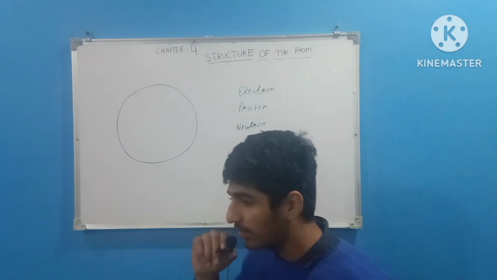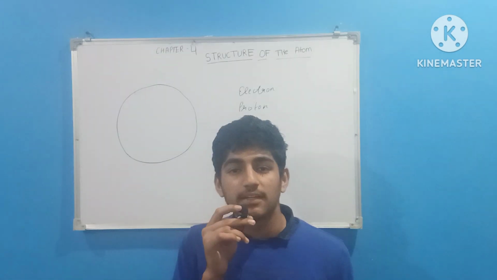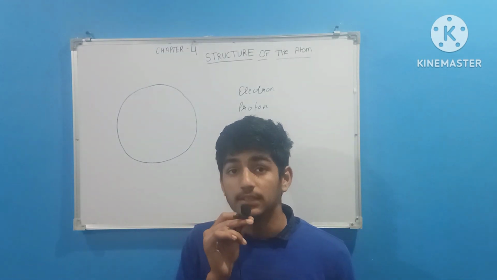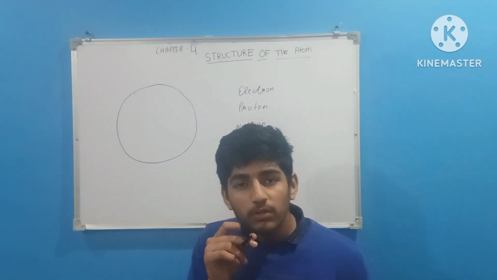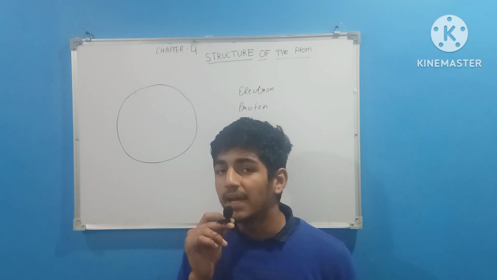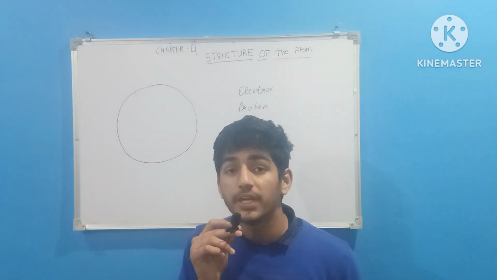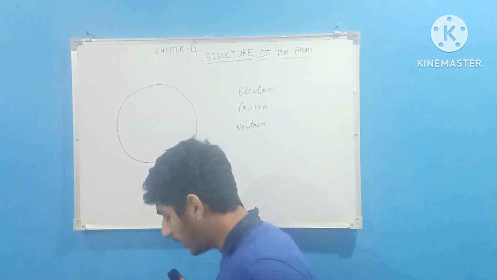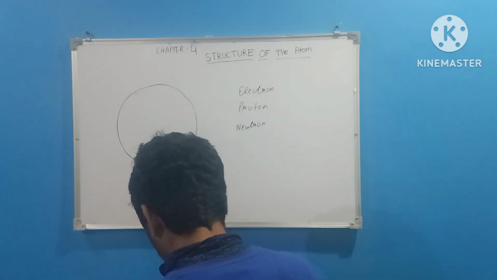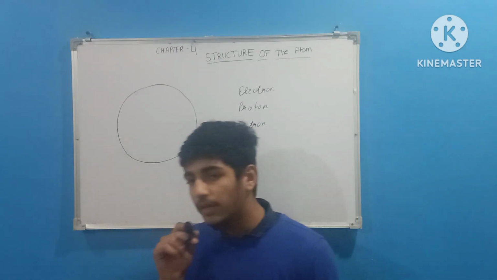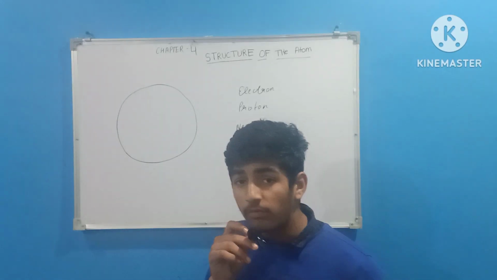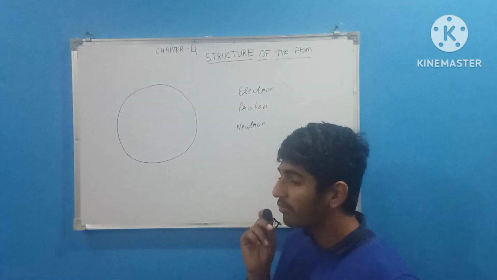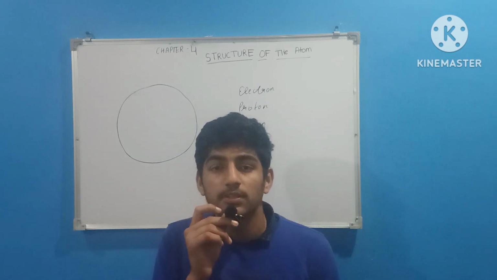First, electron. Electron was discovered by scientist J. J. Thomson. Proton was discovered by the scientist E. Goldstein. And in 1586 proton was discovered, and neutron was discovered by James Chadwick.